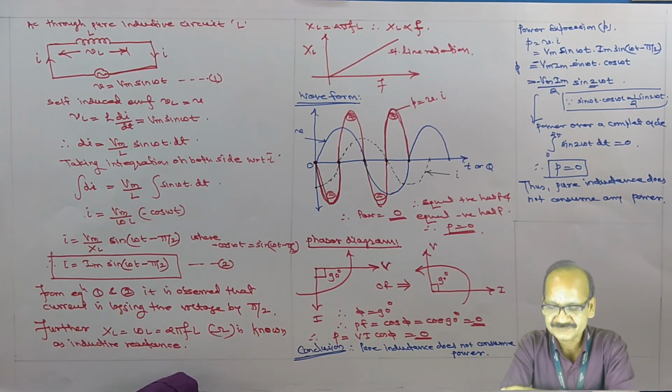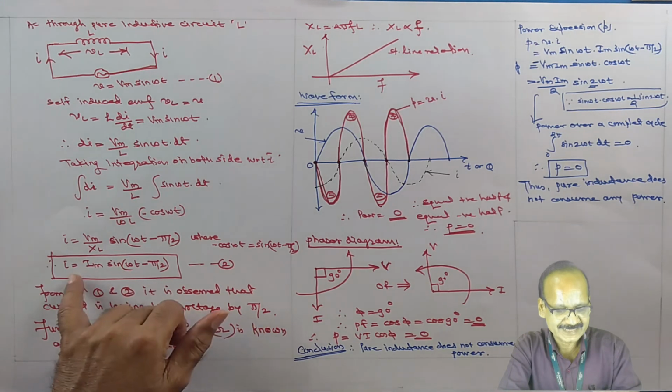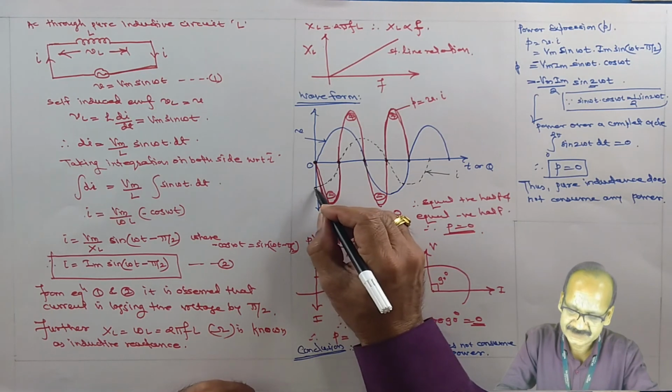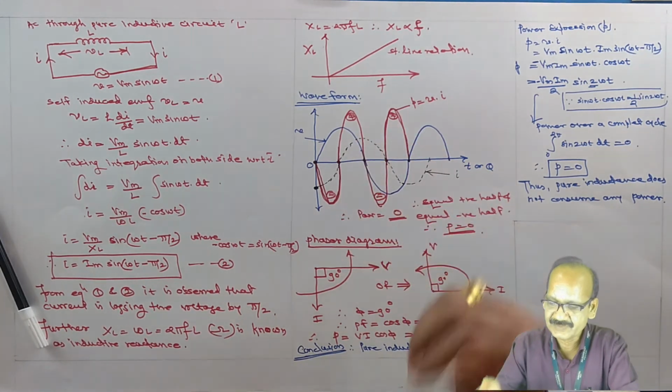Then we have seen the waveform, with the voltage as the reference vector. When t equal to 0, voltage is 0. However, when t equal to 0, the current is not 0. At t equal to 0, sin of minus pi by 2 has a negative value, but it has a certain definite value, which is here. Okay, and so the waveform we have shown.